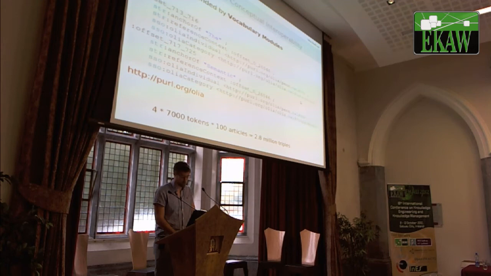And if you calculate the number of triples now for the Wikipedia benchmark, here are four triples. And then you have 7,000 tokens times 100 articles. So this is already 2.8 million triples. I think this is still quite low, although you always have to be careful to add new annotations.